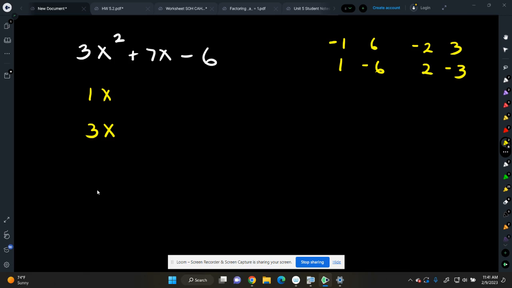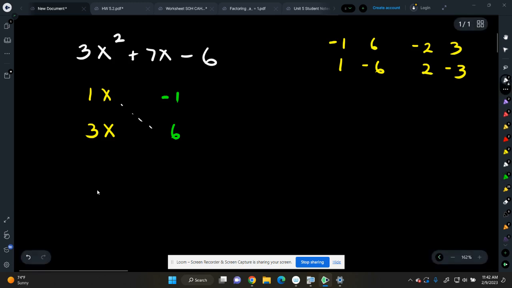Which one do you want to try? 6. Okay, let's just put one in there and we'll try it. Right, let's put -1 and 6. Okay. Let's see if it works. How do I check to see if it worked? You cross it. Cross multiply. Okay. 1x times 6 gives me 6x. 3x times -1 gives me -3x. Did it work? No. What does that have to add up to? Has to add up to 7x, so it didn't work.